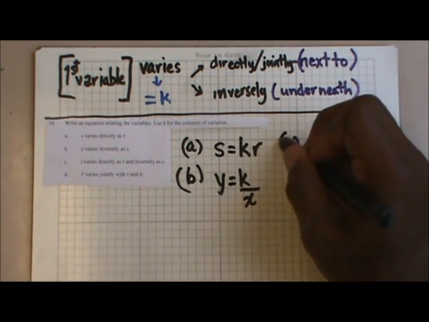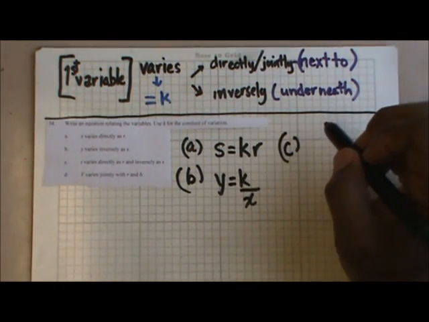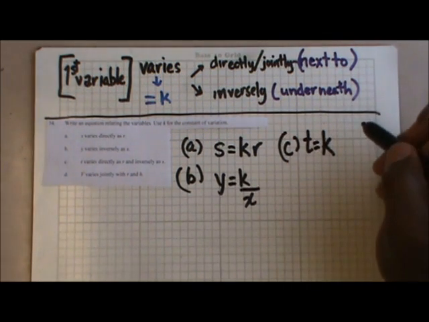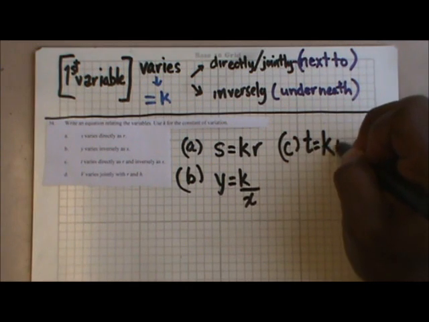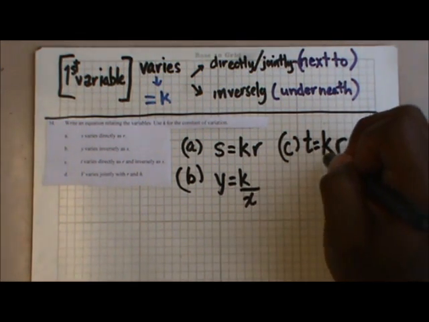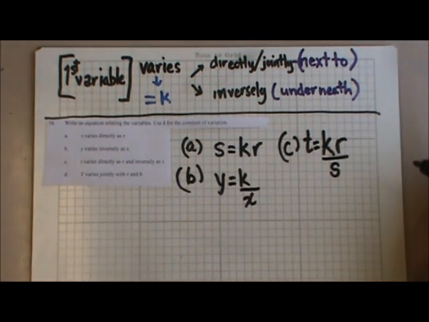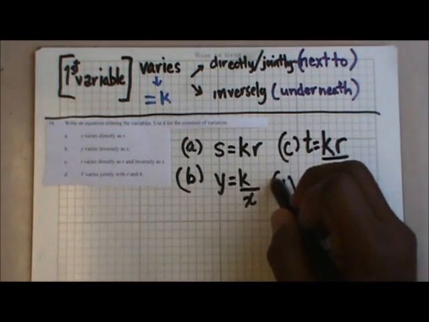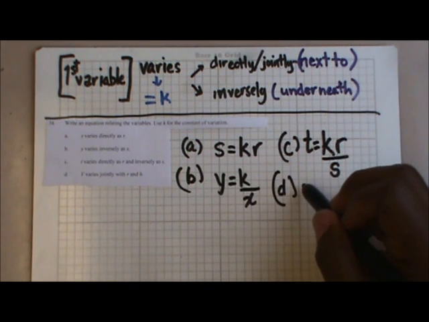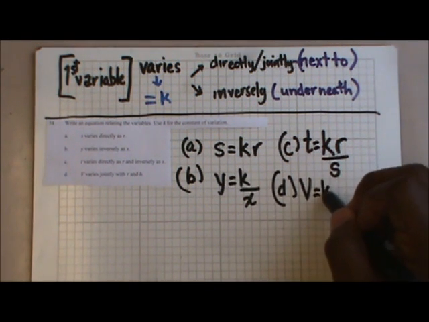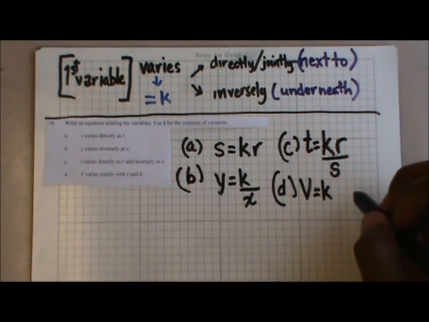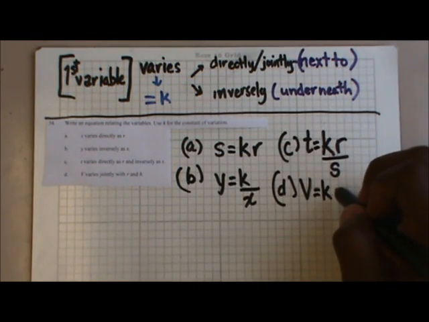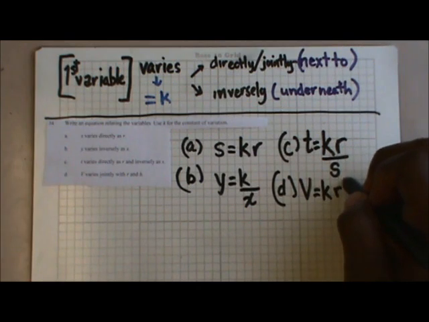Letter C, keep it moving. All right, T varies, so T is equal to K. It varies directly as R, so the R goes next to, and inversely as S, so the S goes underneath. Letter D, V varies, so V is equal to K, jointly with R and H, so jointly and directly, very similar. All right, R, H.